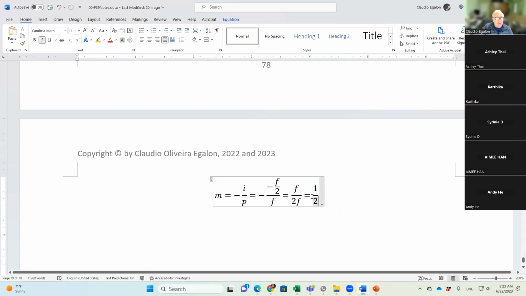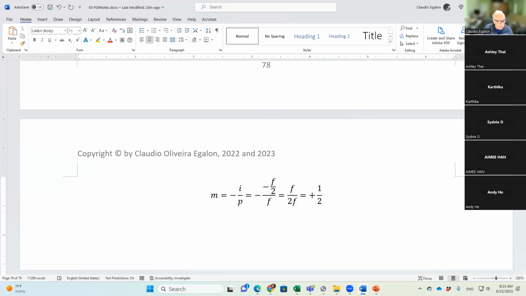That's the magnification. I'm going to emphasize the fact that it's a positive number. Positive means upright. A positive sign in the magnification means an upright image. And the image is smaller than the object.